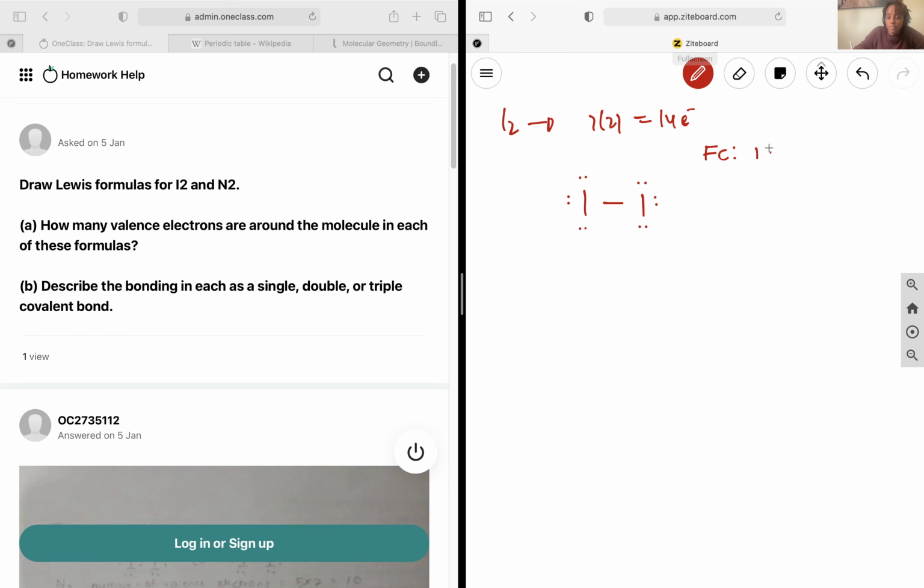Lastly, let's double check on our formal charges. For the I, it's going to be 7 minus 6 minus 2 over 2 for both of them, giving us 0. And we expected a net charge of 0. So this is going to be our final structure for this one.